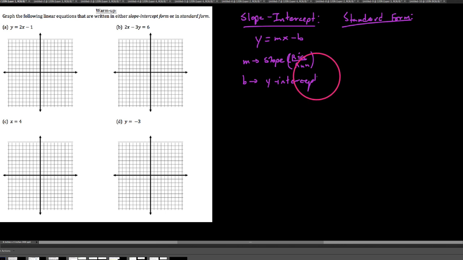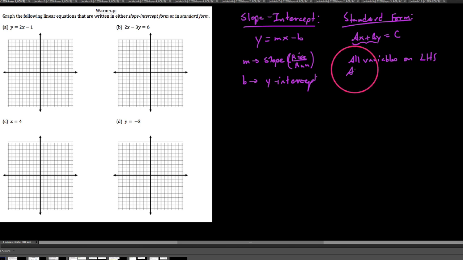With respect to standard form, we're going to look at standard form things also, but I'm going to write this just for now as ax plus by equals c, where all variables are on the left-hand side and all constants are on the right-hand side.